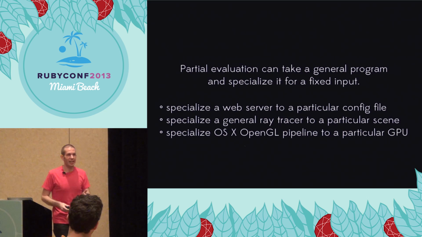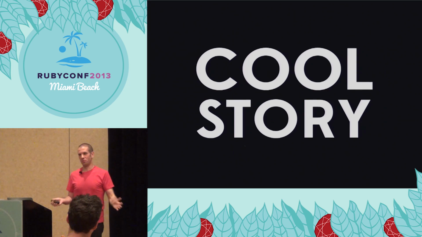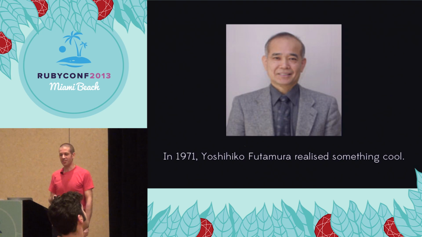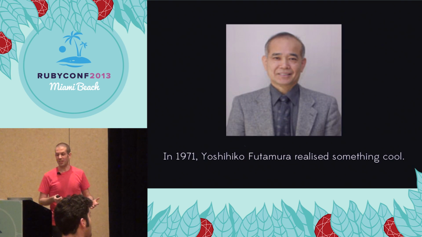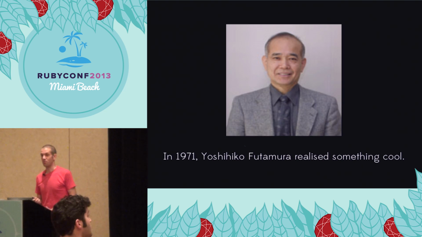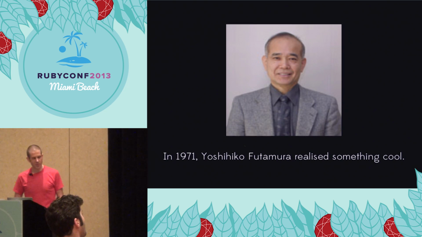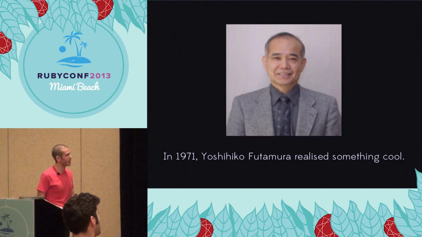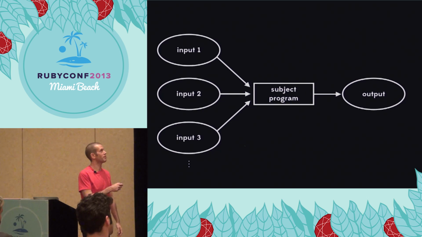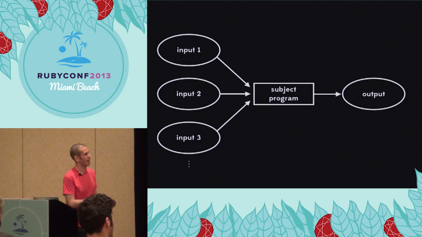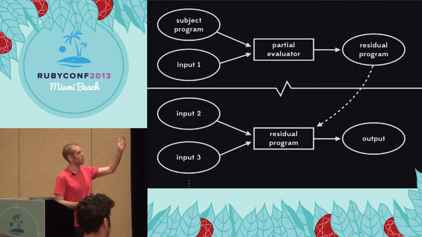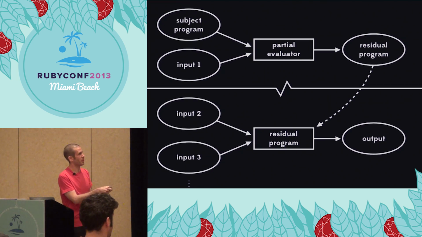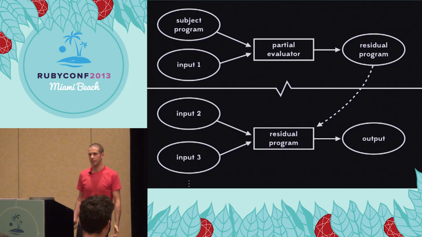So anyway, at the beginning, I promised you I was going to tell you a cool story. So here's the cool story. In 1971, this guy, Yoshihiko Futamura, realized something cool when he was working at Hitachi Central Research Laboratory. He was thinking about partial evaluation. He was thinking about how, with partial evaluation, you have your inputs and your subject program, and you get your output, and you can use partial evaluation to time shift that bit to earlier, so that you get this residual program that you can run later.